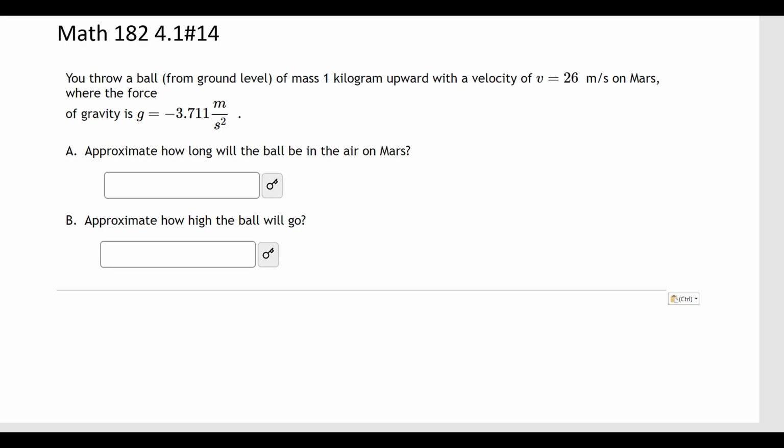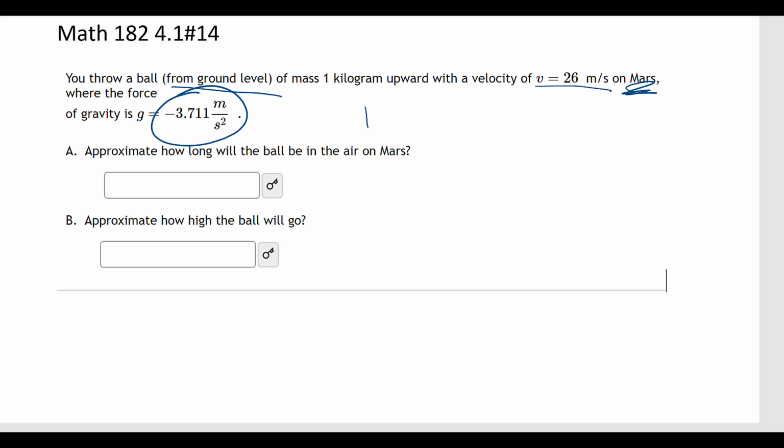So we're supposed to figure out: if you throw a ball from the ground on Mars, which has different gravity, with some initial velocity, as you throw it up it's going to be slowing down as it goes up because of gravity. So the question is, how long is the ball going to be in the air, and what's the high point for that?